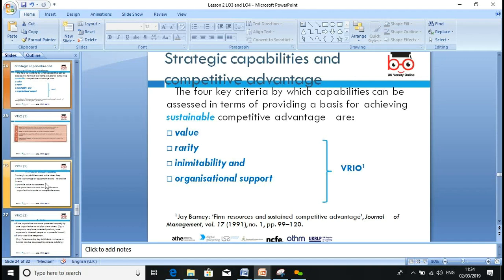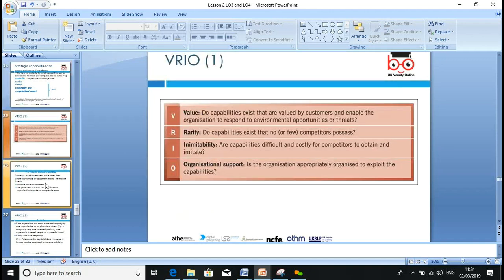Strategic capability can create advantage. We need to look at value, and how the ability exists to create value for the customer. Do our few competitors possess this? We need to change it. How can we, because we have to do it, and then we need to put ourselves in a position to implement the change effectively. So, are the capabilities difficult and costly for competitors to create?